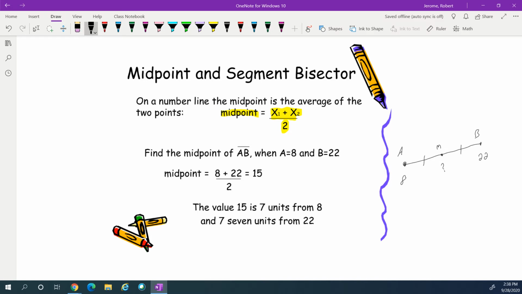And our formula says add the two endpoints and divide by 2. So take their average. And you can see our work here. Our work shows us 8 plus 22 divided by 2 is 15. So our answer here is 15. Now, if we wanted to, we can certainly use the distance formula to double check. And we can see our distance is 7, and then our distance from 15 to 22 is also 7. So we are equal distance. We do have the midpoint.